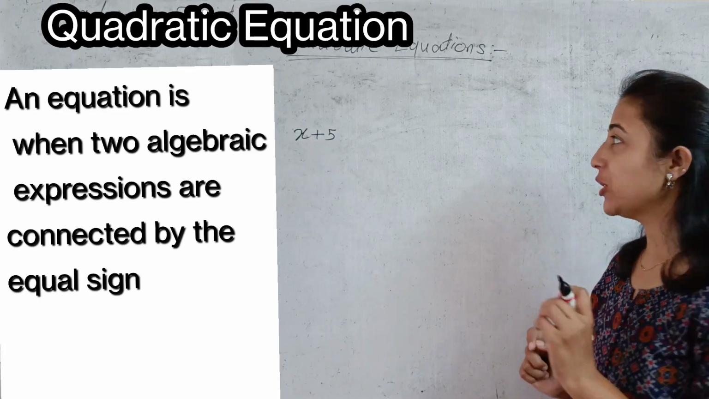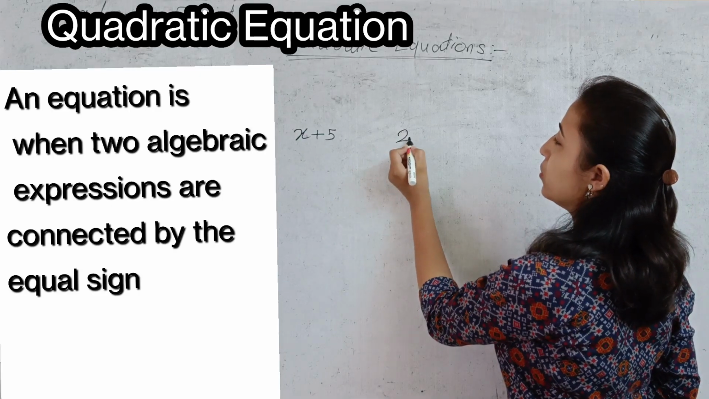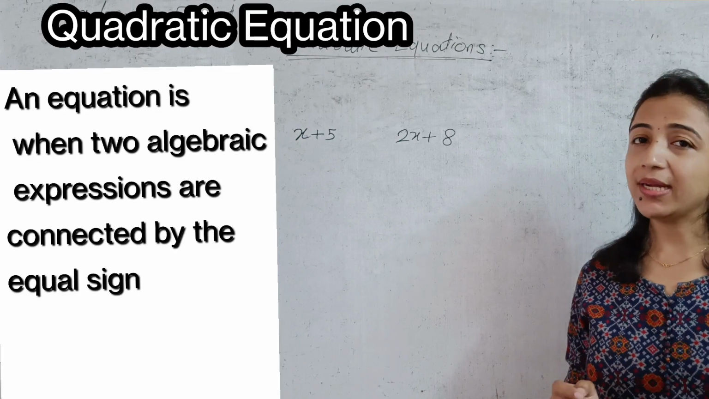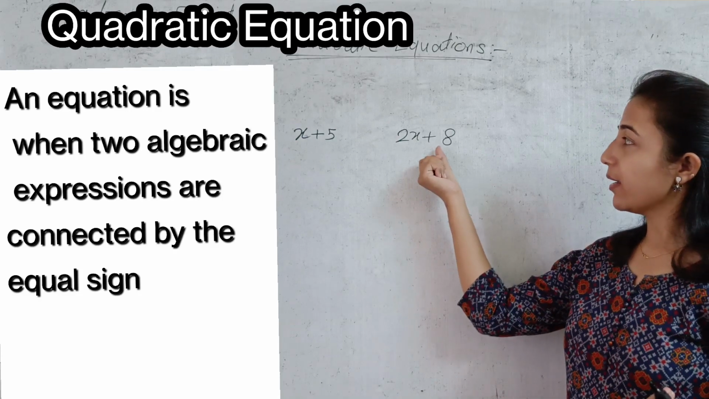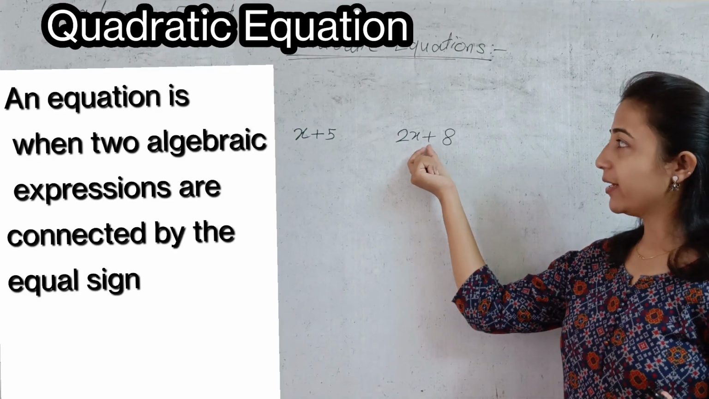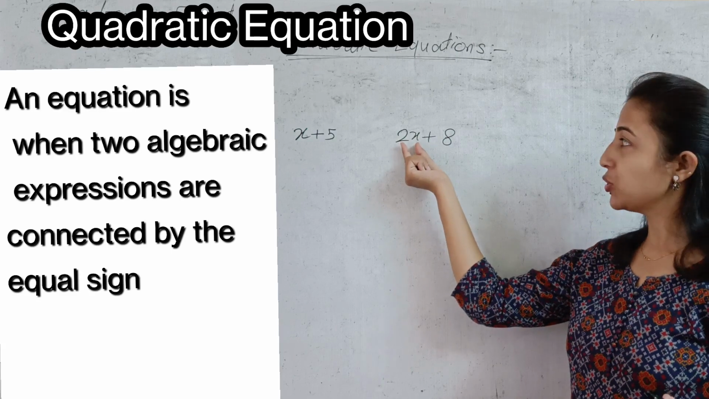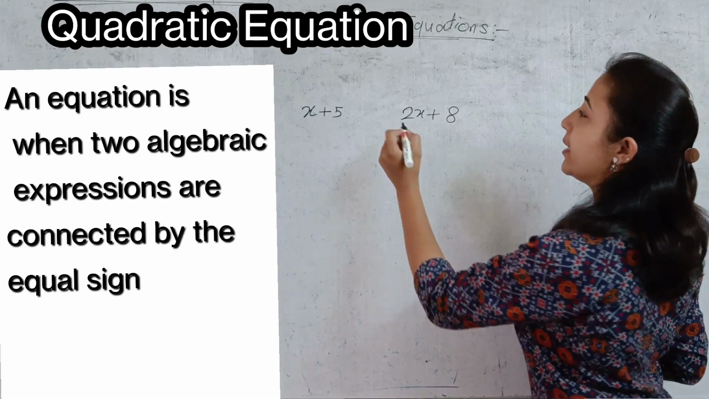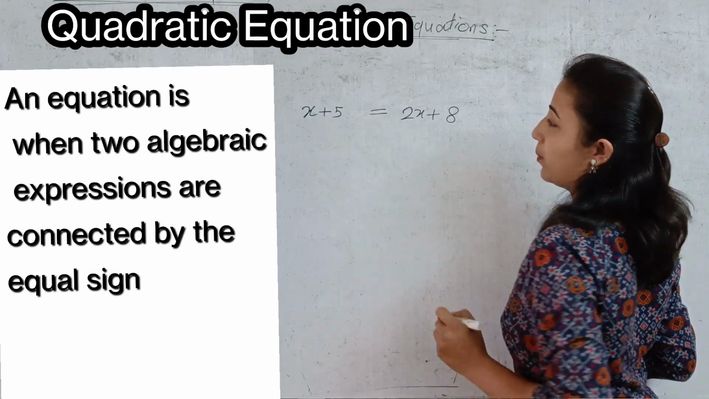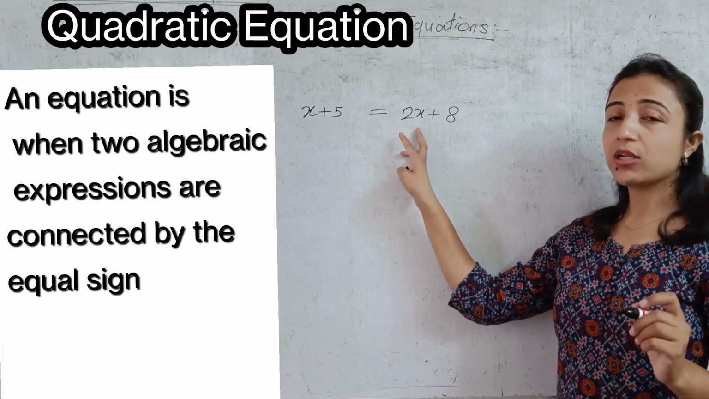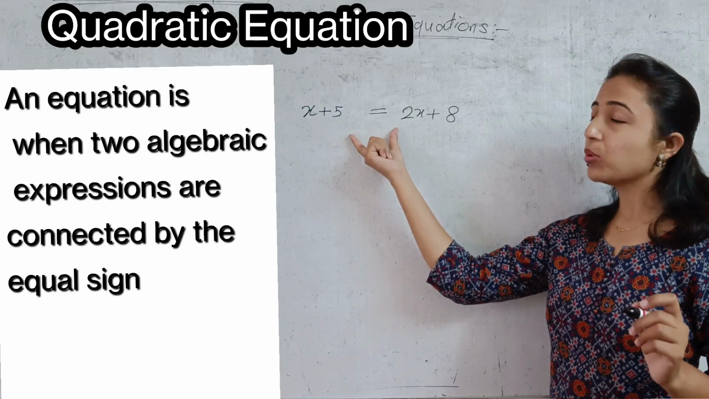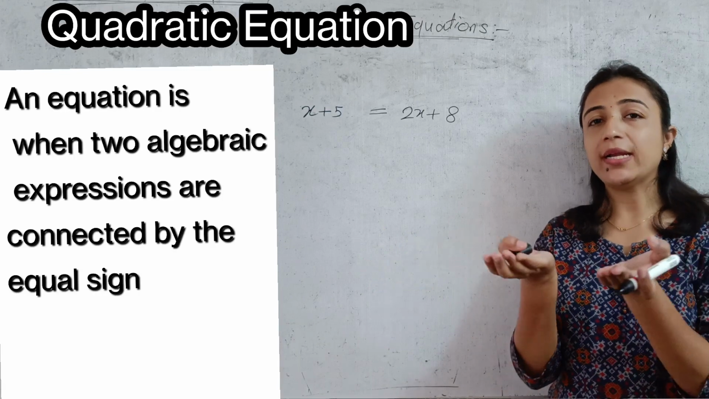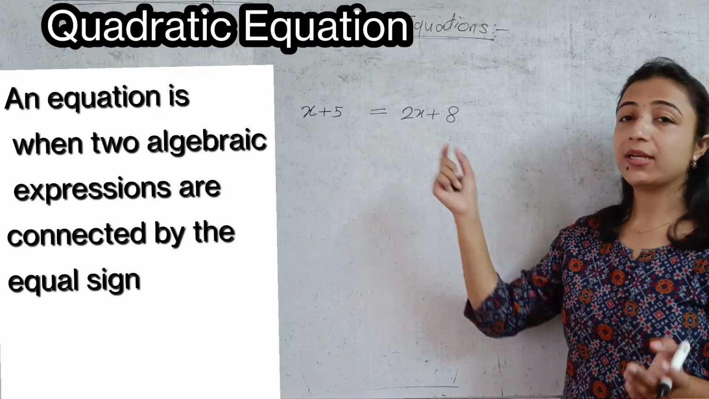And another expression I will write, let's suppose 2x plus 8. So this is again an expression. It contains an addition operator and here 2 into x, that is 2x plus 8. Now if these two expressions are equal, you will get this form. Here I am equating the two expressions and saying these two expressions are equal. So in between the two expressions, if we write equal to, then it is nothing but an equation.